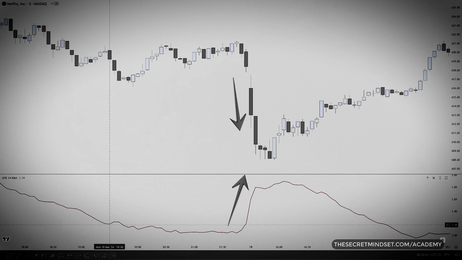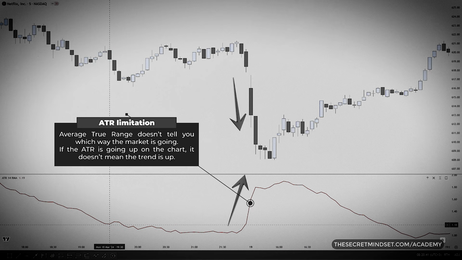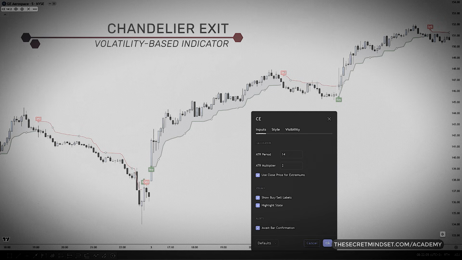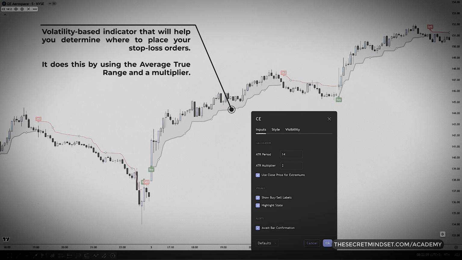As I said, the average true range doesn't tell you which way the market is going. If the ATR is going up on the chart, it doesn't mean the trend is up. So instead of using the default ATR, you could use other indicators that incorporate ATR into their calculations. The first one is the chandelier exit. At its core, the chandelier exit is a volatility-based indicator that will help you determine where to place your stop-loss orders. It does this by using the ATR and a multiplier.